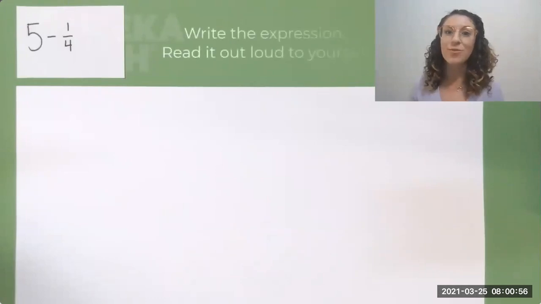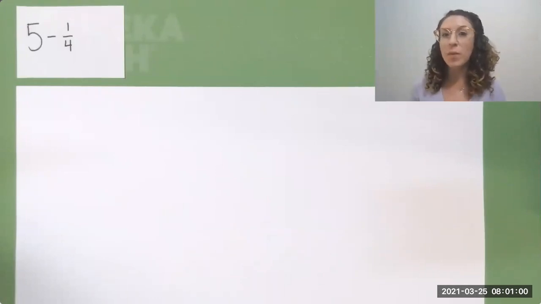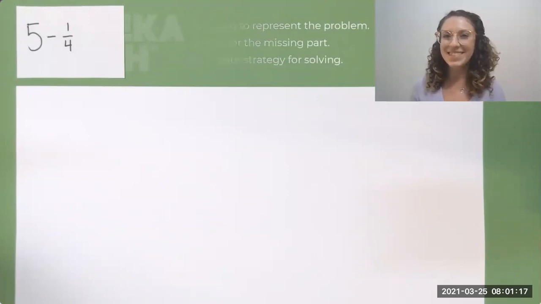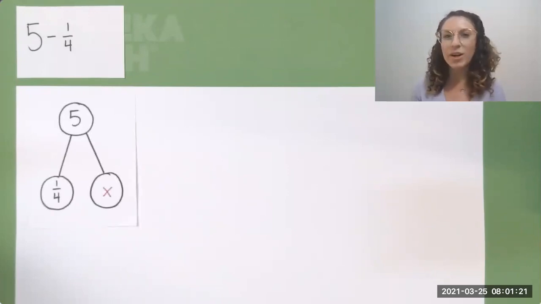Write this expression and read it out loud. 5 minus 1/4. We'll model this one together with a number line, but first, draw a number bond to match the problem. Use a letter to represent the missing part and think about your strategy for solving. Hit play when you're ready. Ready? Here's my number bond. How are you thinking of solving this one?